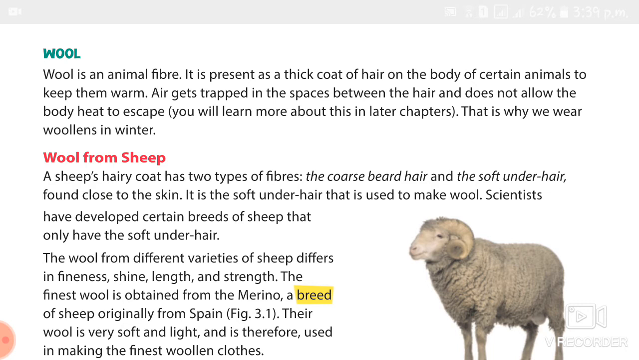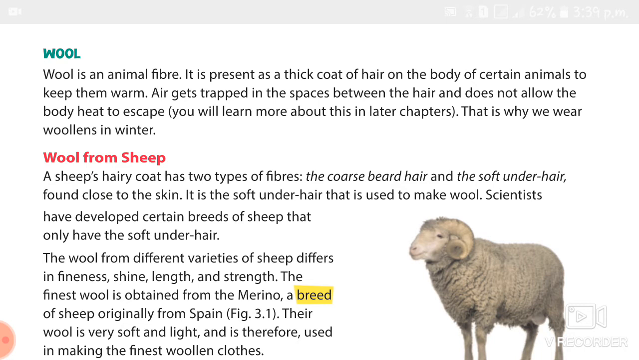Next, let's study about wool from sheep. Many breeds of sheep are reared to provide varieties of wool. A sheep's hairy coat has two types of fibers. What are they? The coarse beard hair and the soft underhair. The soft underhair is found close to the skin, and it is used to make wool.